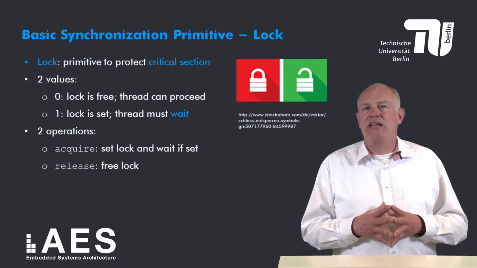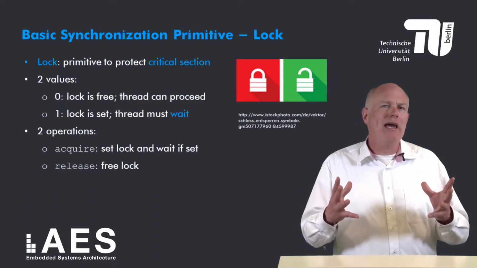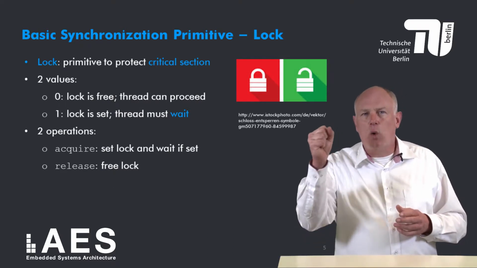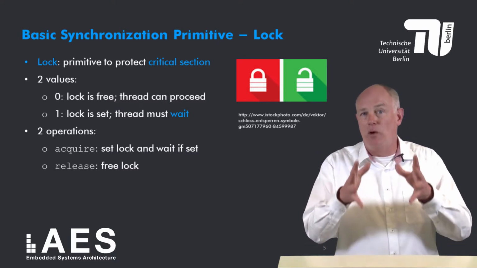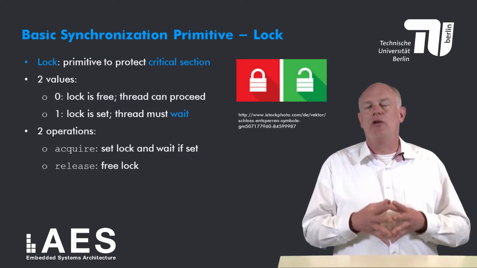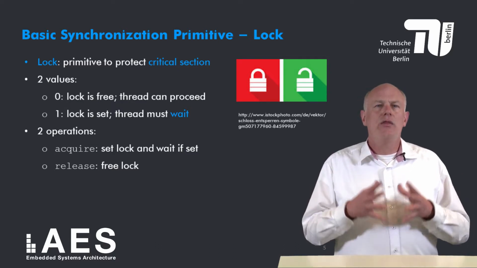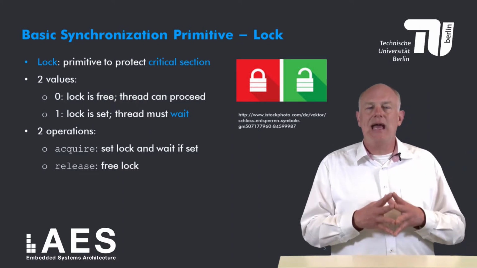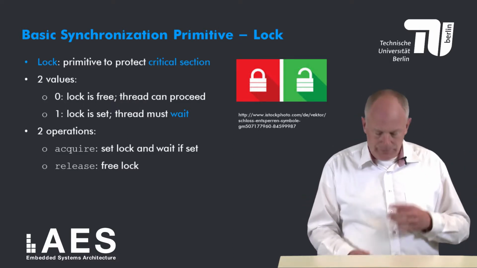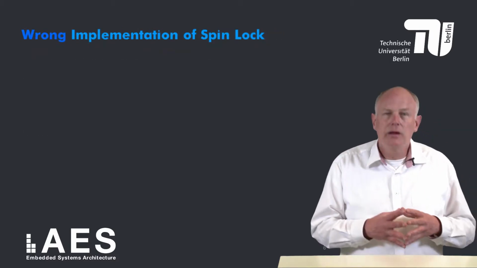2 operations can be applied to a lock: acquire and release. The acquire operation sets the lock and forces the thread performing the lock to wait if the lock was already set. The release operation frees the lock so that another thread may enter its critical section.